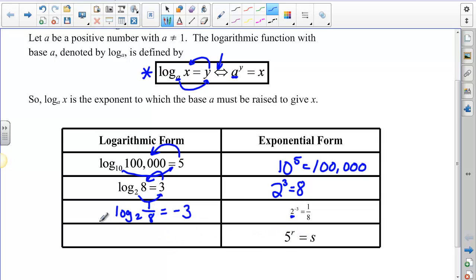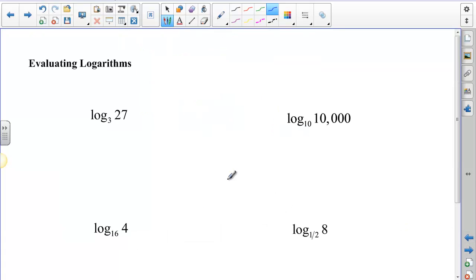Same thing here, log base 5 of s equals r. We don't even need numbers, but here's our base. Go across the equal sign and then say it's equal to the exponent. 5 to the r equals s. So being able to go back and forth between those two is a very, very important skill, because it's going to help us solve things like this.